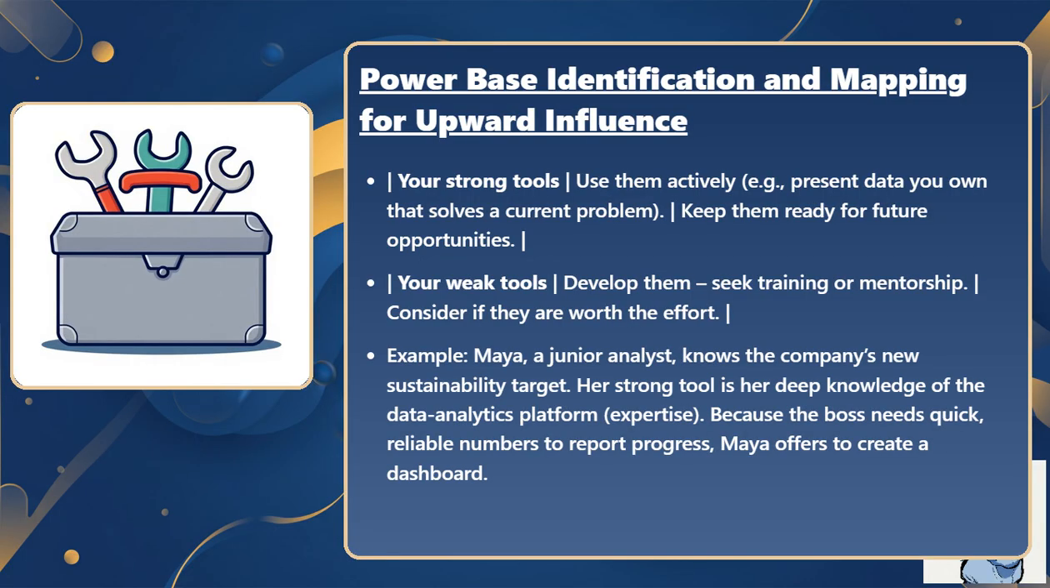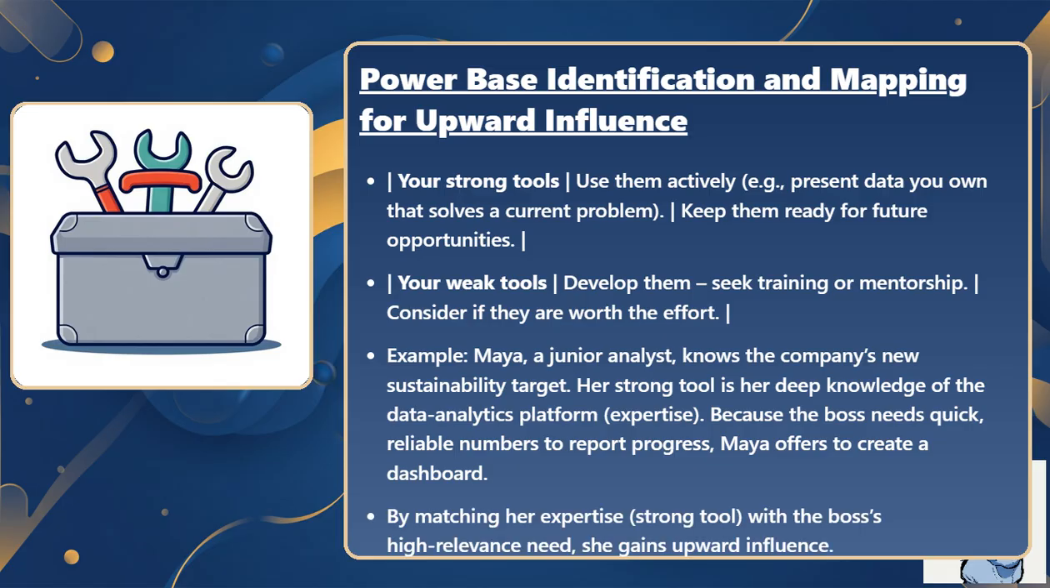Example: Maya, a junior analyst, knows the company's new sustainability target. Her strong tool is her deep knowledge of the data analytics platform, expertise. Because the boss needs quick, reliable numbers to report progress, Maya offers to create a dashboard. By matching her expertise, strong tool, with the boss's high relevance need, she gains upward influence.